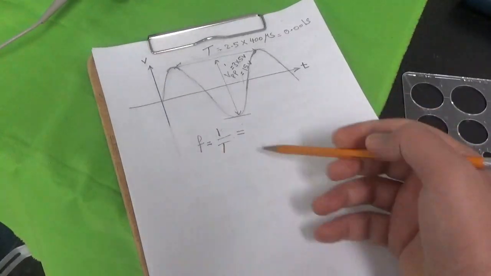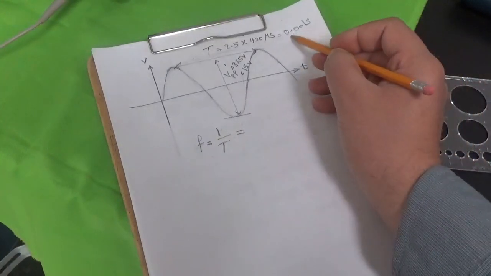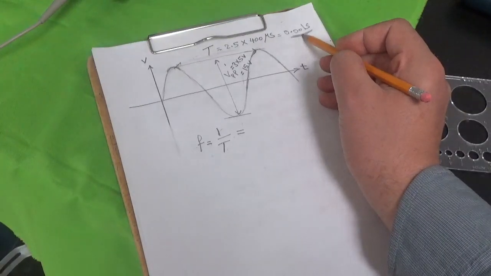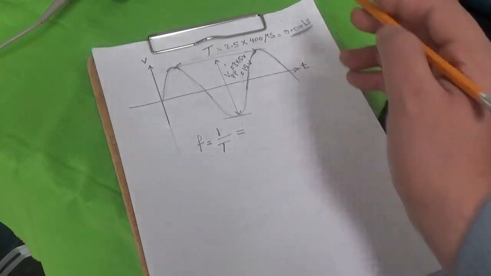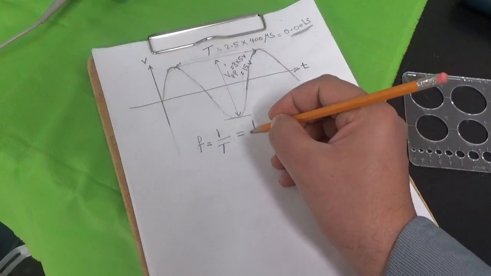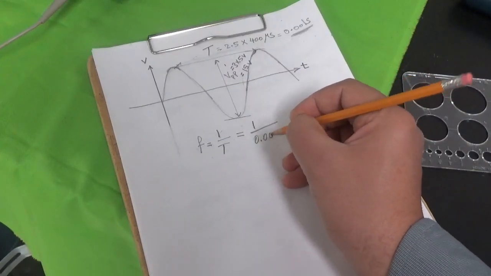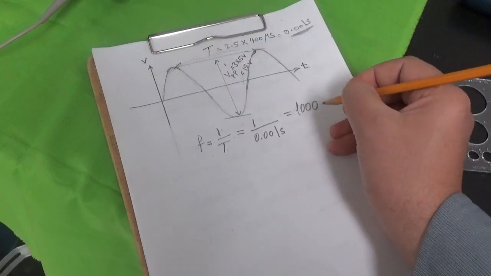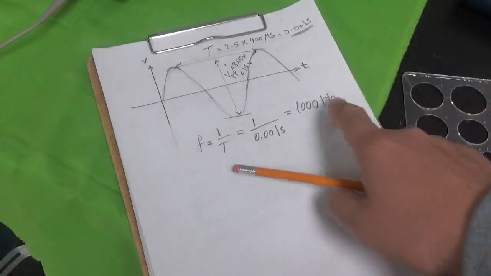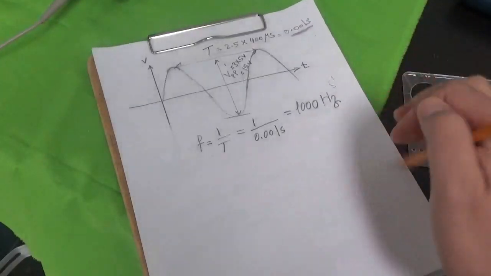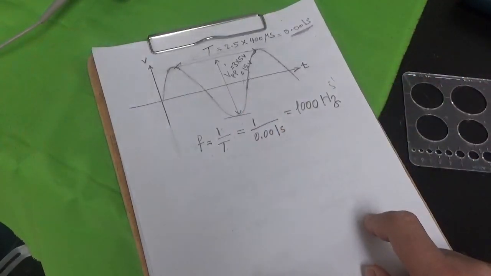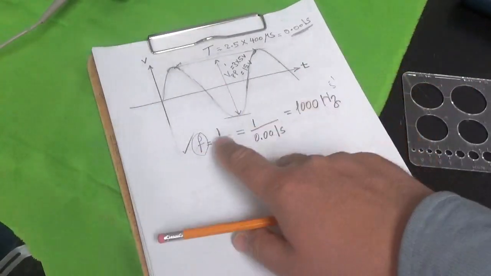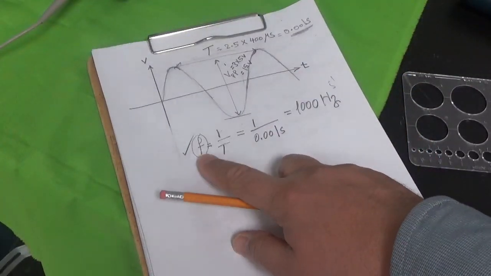So now, to get the frequency, we need to have this value and get the reciprocal of it. So to get the frequency, we need 1 over 0.001 second. So that will give me 1000 hertz, or second to the power minus 1. So we got the frequency. This is the first thing. So that's great.